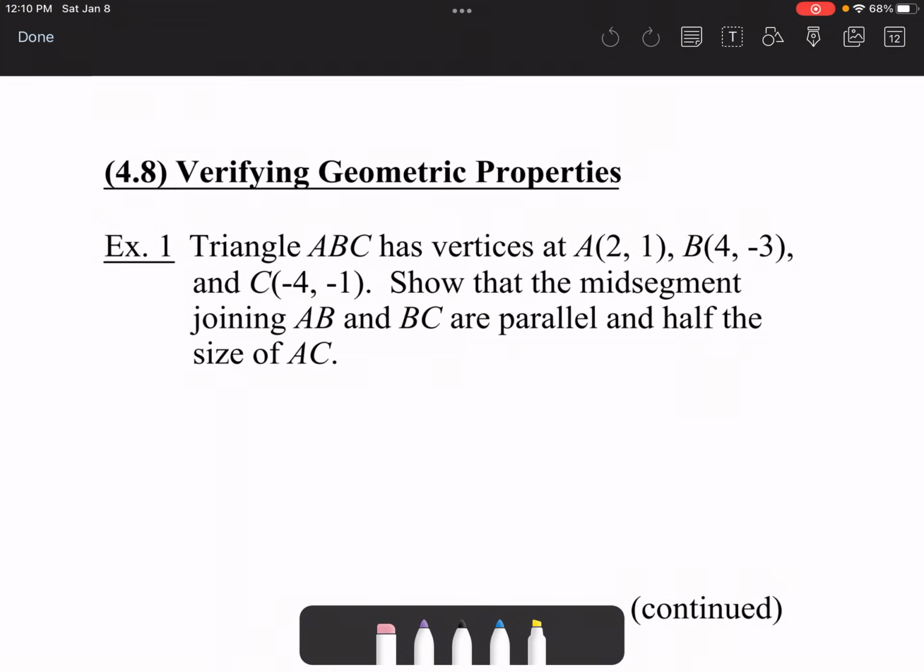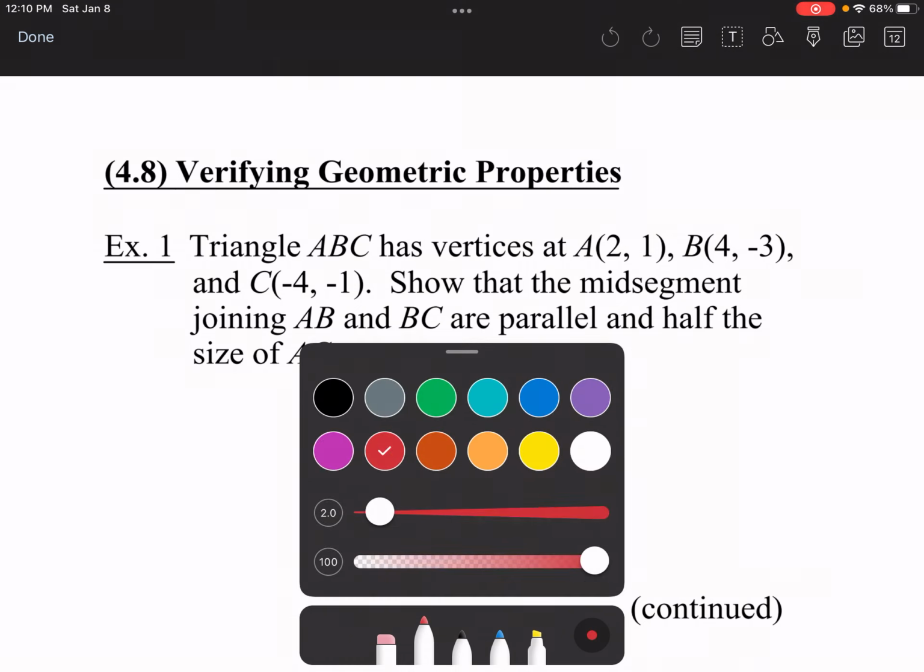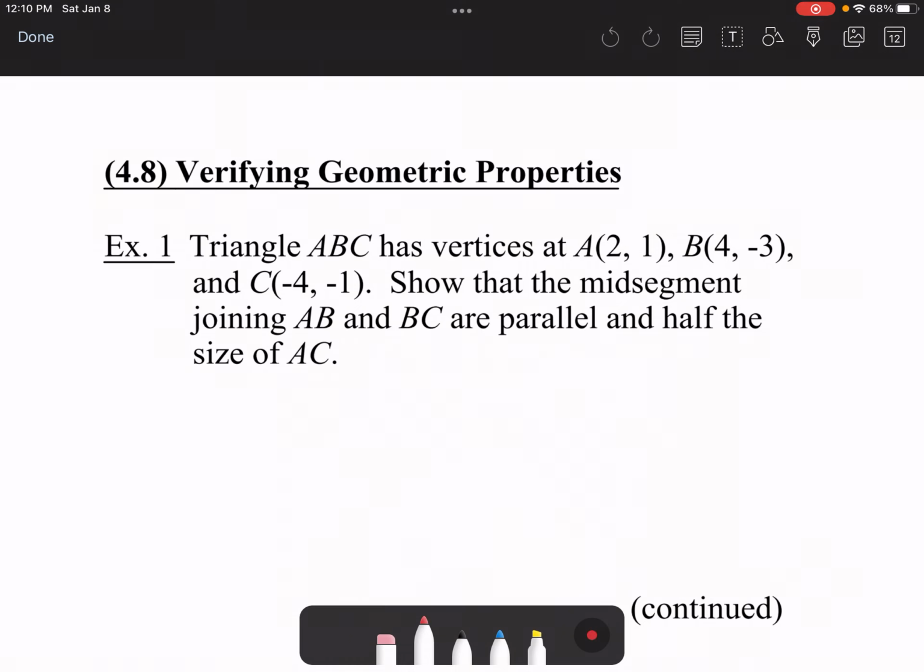So today we're going to take a look at verifying some geometric properties based on some algebraic work. The first thing we're going to do is look at the triangle ABC given by the points A at (2, 1), B at (-3), and C at (-4, -1). We're going to show that the mid-segment joining AB to BC is parallel and is half the size of AC.